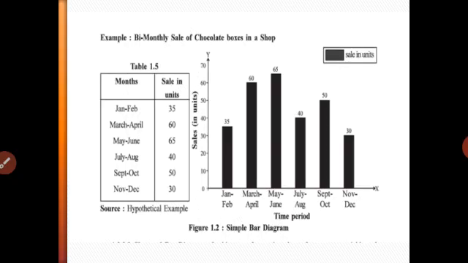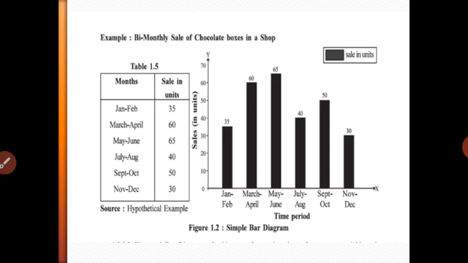Second, you can see the example: the monthly sales of chocolate boxes in a shop. Table 1.5 shows the month and sales in units. You can see here January to February, March to April, May to June, July to August, September to October, November to December, and the sales in units: 35, 60, 65, 40, 50 and 30 units. All this data is hypothetical.